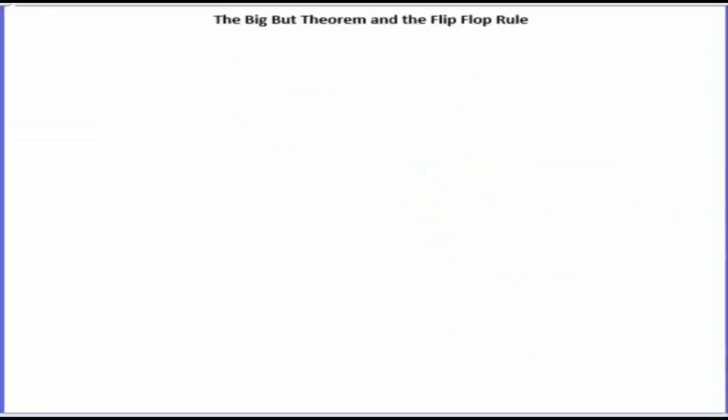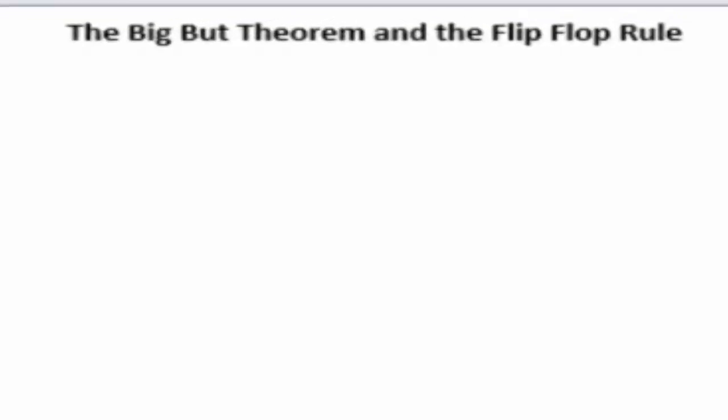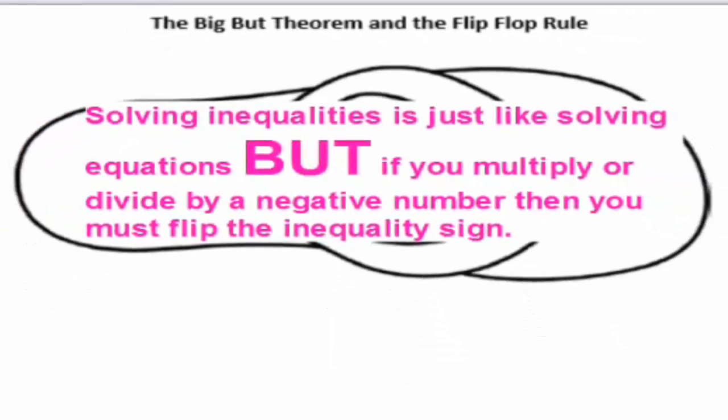So when we go to solve inequalities, we have two important things that we need to remember, and it's the big but theorem and the flip-flop rule. Now, the big but theorem is not an actual theorem. You won't find it in a math textbook. I just made it up as a way to remember. Solving inequalities is just like solving equations. You're going to do the exact same thing with the opposite operations. But, and it's a big but, if you multiply or divide by a negative number, then you must flip the inequality sign.